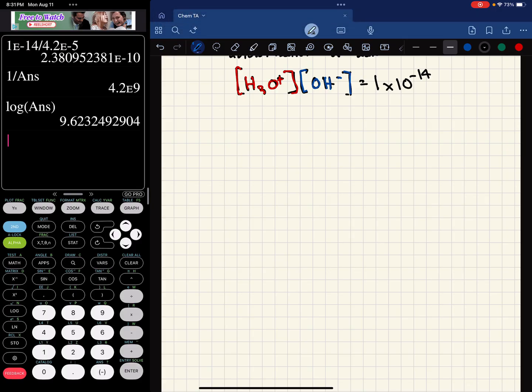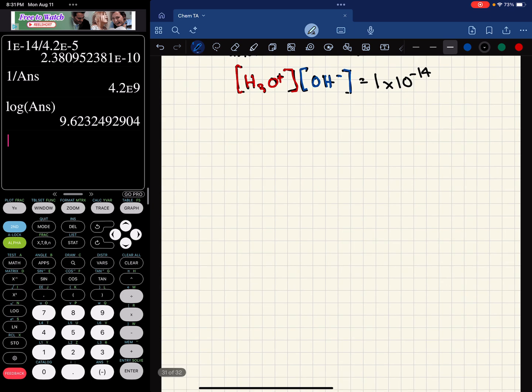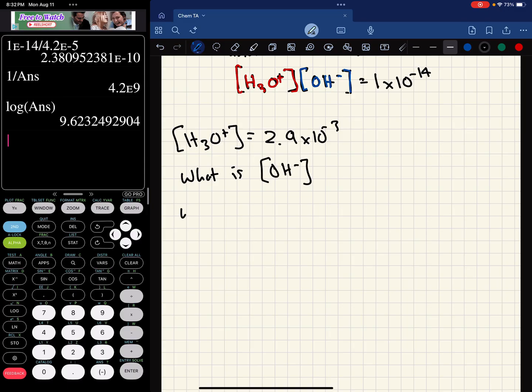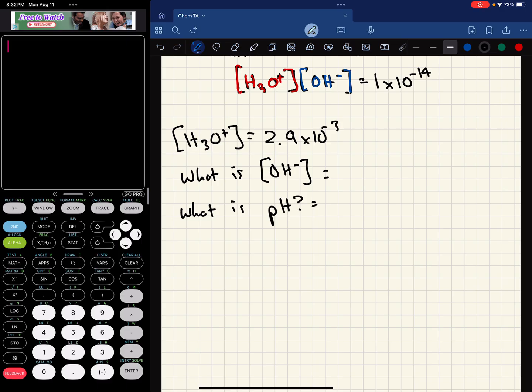Okay, so let's see what we're doing. I'll let you practice on what I just showed you. H3O plus, my H plus concentration, is 2.9 times 10 to the negative 3. What is OH minus? What's my concentration for that? And what is my pH? Solve this. Should be pretty simple to do. I'm going to do it in my calculator over here, and we'll see if we get the same answers.